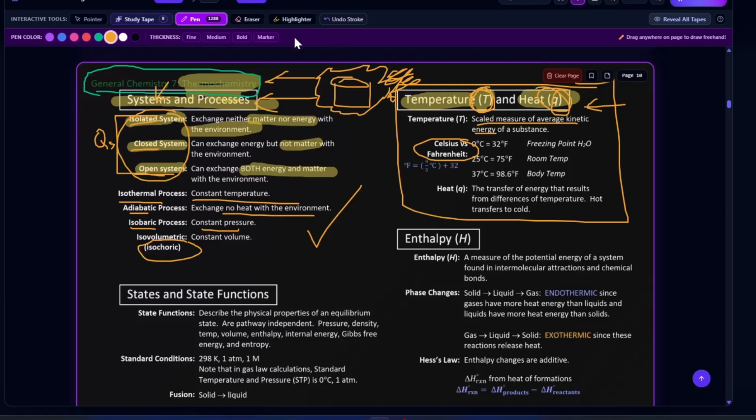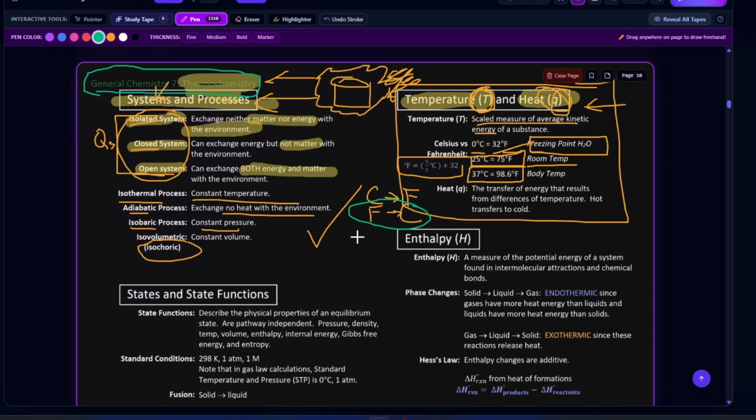Celsius versus Fahrenheit. I'm sure you've heard of Celsius or Fahrenheit, wherever you live, to describe weather. 0 degrees Celsius is equal to 32 Fahrenheit, the freezing point for water. Room temperature is this, body temperature is this, so you should know this. You should also know how to convert Fahrenheit to Celsius and Celsius to Fahrenheit, but more so Fahrenheit to Celsius, because Celsius can then be converted to Kelvin, which is an SI unit. So Kelvin is another unit for temperature.